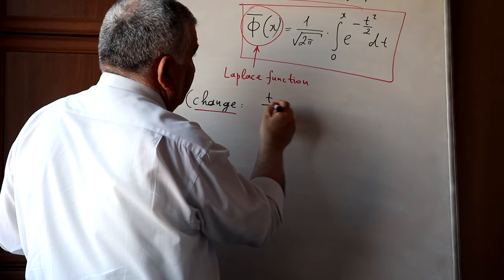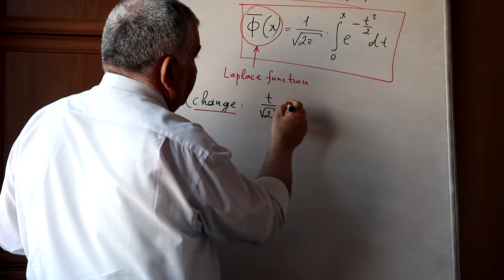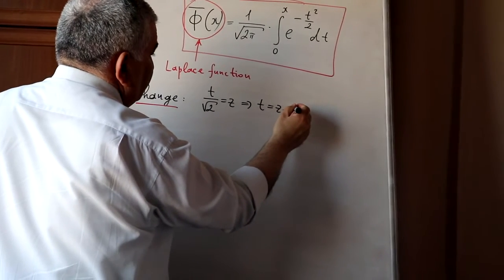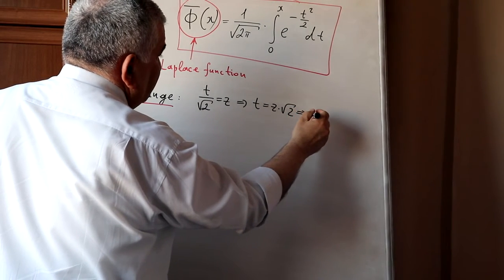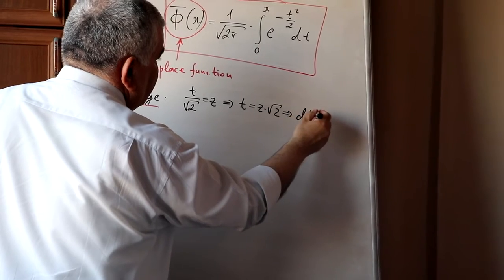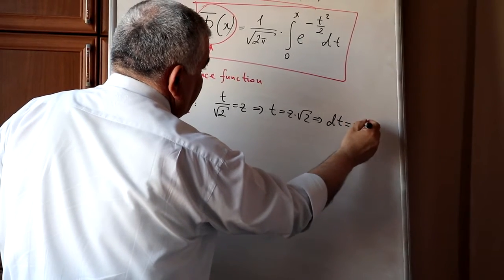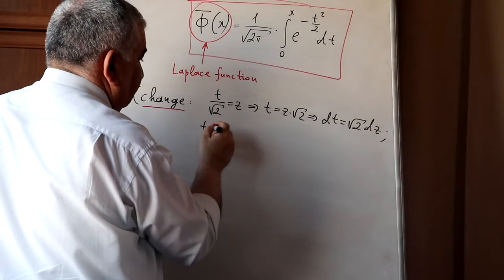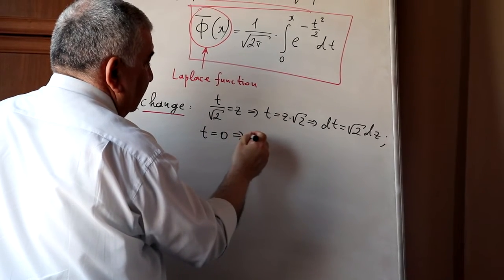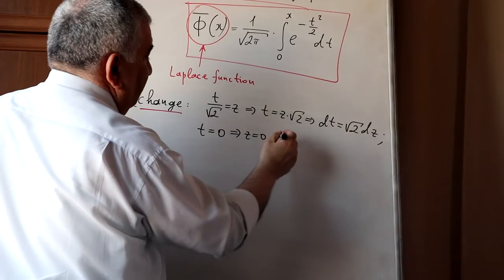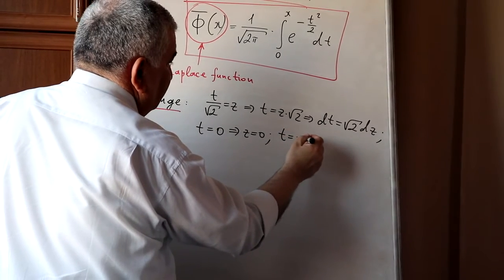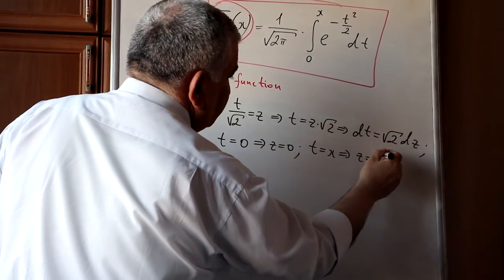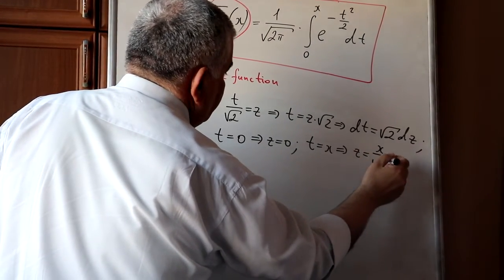Let t over square root of 2 be z. Then t is z multiplied by square root of 2, and dt is square root of 2 multiplied by dz. If t is 0, then z also is 0. If t is x, then z equals x over square root of 2.